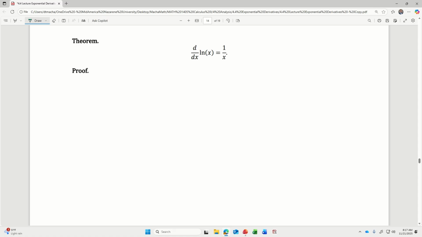All right, so finally we're moving on to derivatives. We're finally doing some calculus. And now I want to show that the derivative of the natural logarithm is 1 over x, using only the sort of mathematical tools we've built up so far.